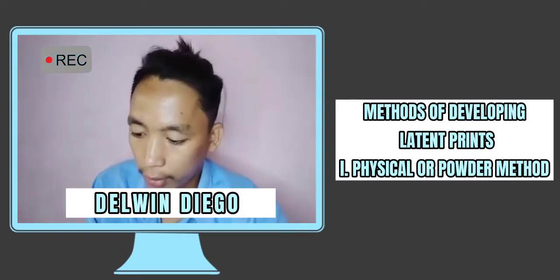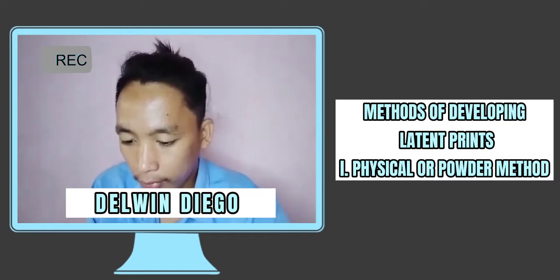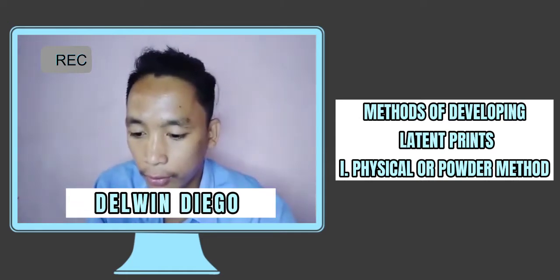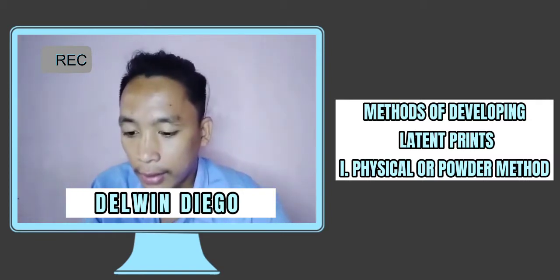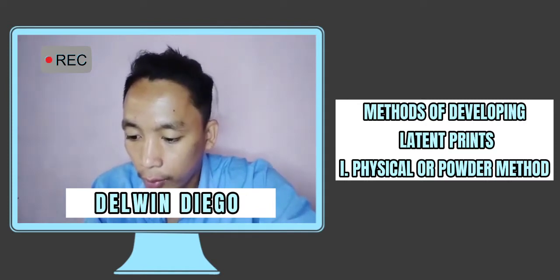Sweat present in the latent print. So, ang hinahanap pala kaya nag-apply ng powder method, ang hinahanap pala yung sweat present o yung pawis na nandun pa rin, yung hindi pa rin nawawala. So, meron tayong two types of powder.